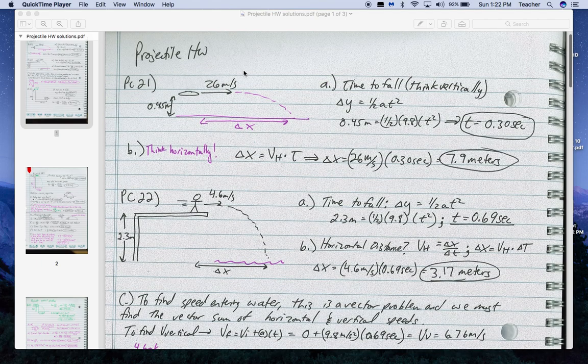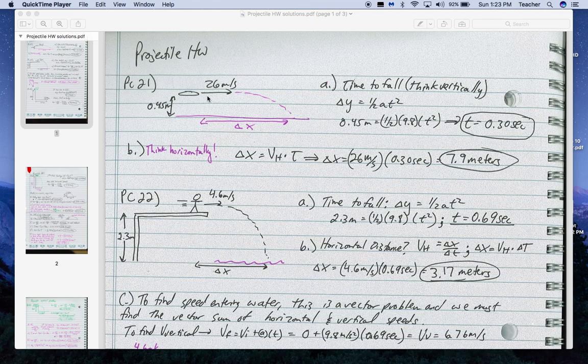So with this, we have someone skipping a stone, I believe. Let's see here, because they always have good names in Physics Classroom. Dylan and Sophia. Oh well. And I think Dylan is skipping a stone, leaves his hand horizontally at 26 meters per second, 0.45 meters above the water, and you're asked to find how far it moves horizontally before it hits the water, as well as the time it takes to hit the water.